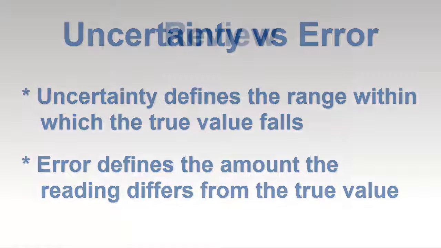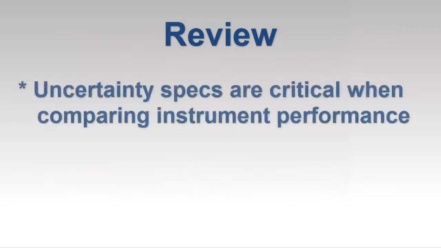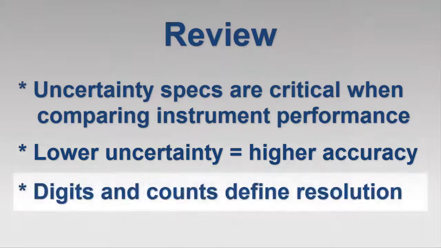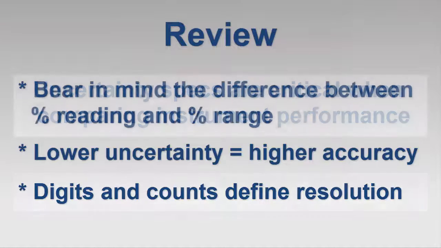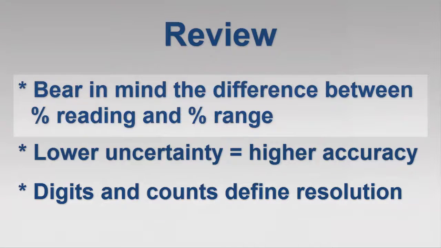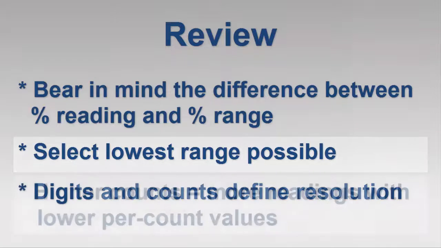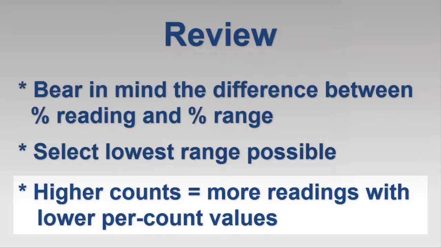Let's review a few key points we've covered. It's important to understand uncertainty specification to properly determine an instrument's accuracy. The lower the uncertainty, the higher the accuracy. Digits and counts define an instrument's resolution, but not its accuracy. When comparing performance, bear in mind whether the instrument's uncertainty is based on percentage of reading or percentage of range. Be sure to select the optimal range, generally the lowest possible, when making a measurement. And finally, higher count instruments can produce more readings with lower uncertainties than lower count instruments.